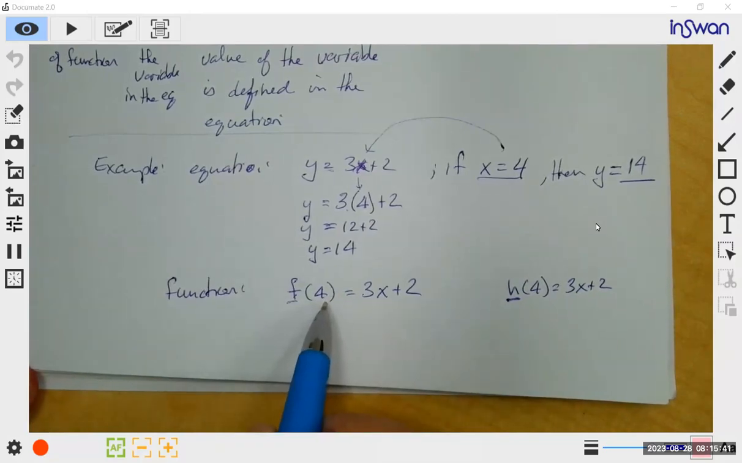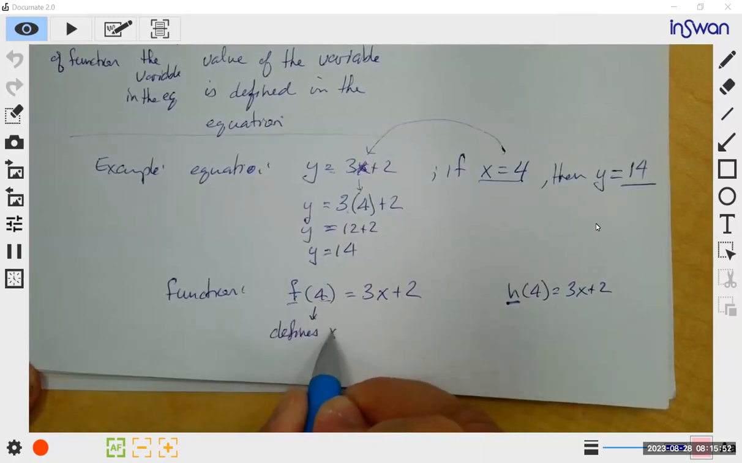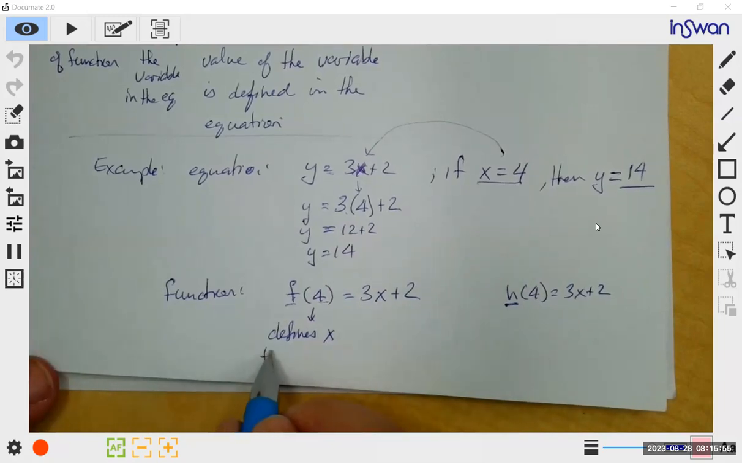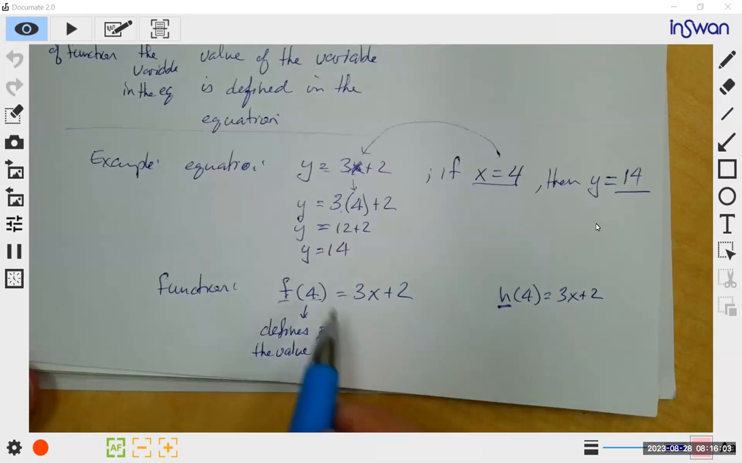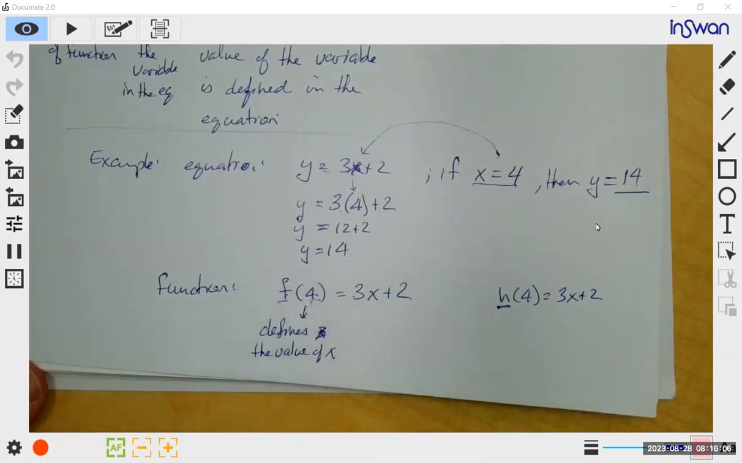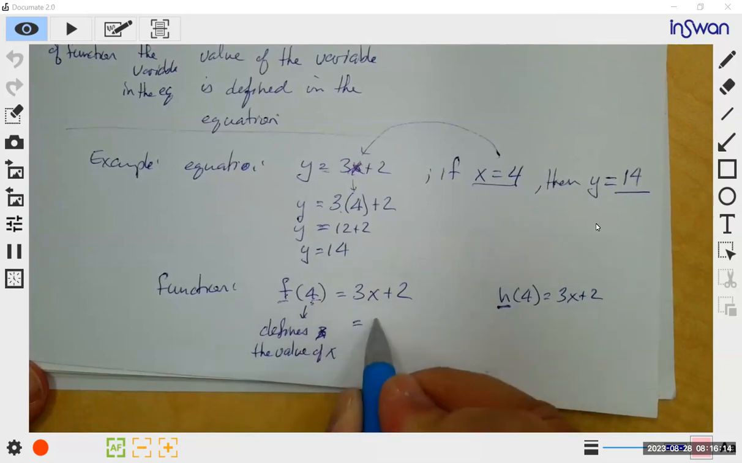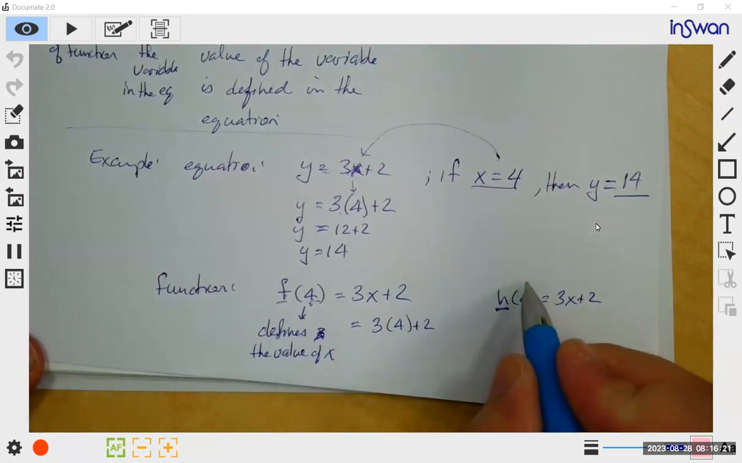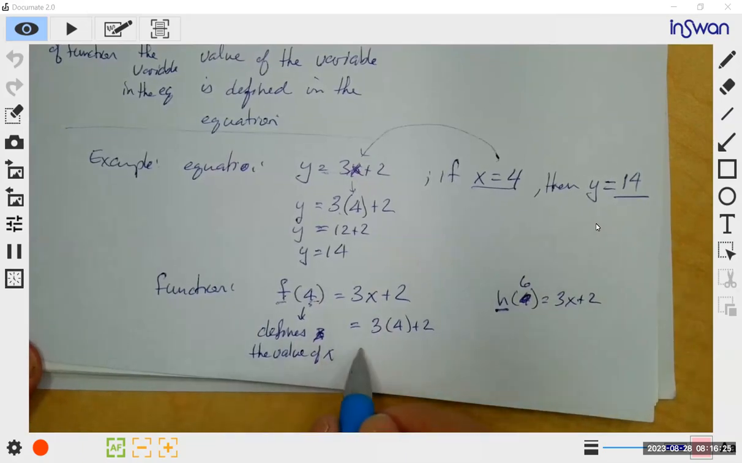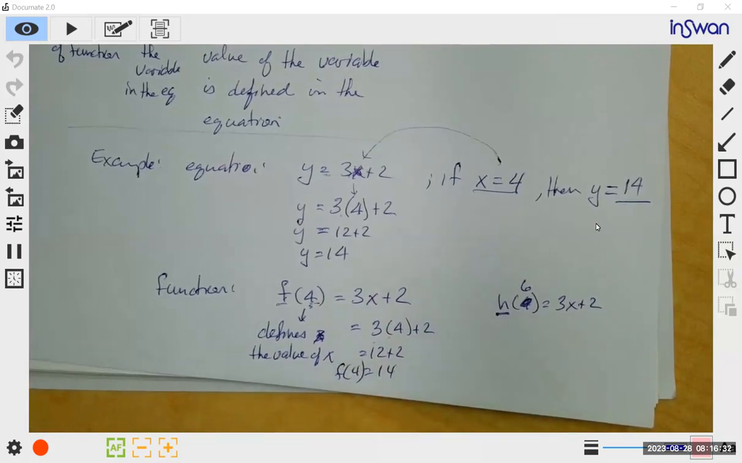Whatever's inside the parentheses, what does that define? This defines the value of x. So anywhere I see an x in the equation, what do I put in its place? Anywhere I see an x, I put a 4. So I do the same thing there. 3 times 4 is 12 plus 2. So f of 4 is 14. Same thing.